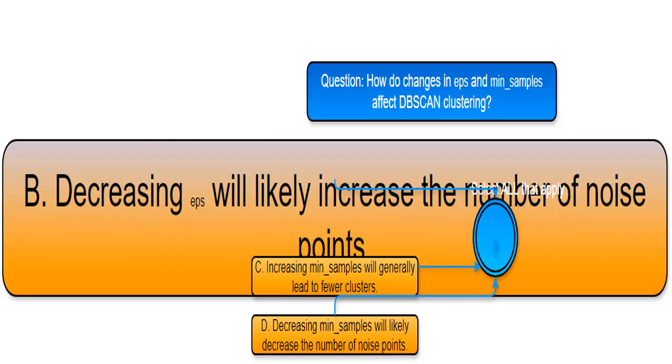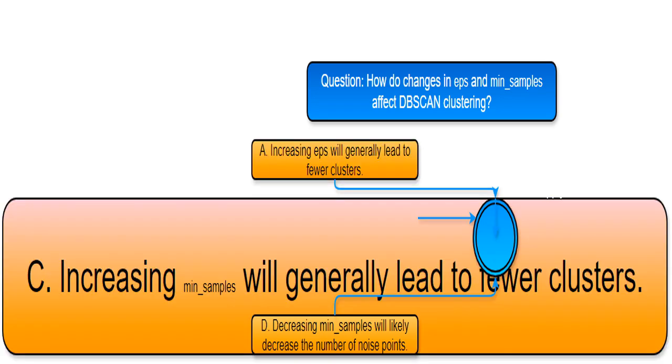A smaller EPS means you're making the radius smaller, making it harder for points to be grouped together. This will lead to more points being left out of any clusters and labeled as noise. Think of drawing tiny circles. Many points won't have enough neighbors within their tiny circles, so more will be labeled as outliers or noise. I believe this is true as well.